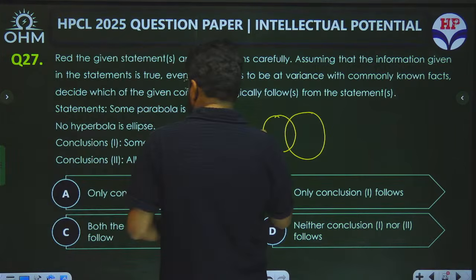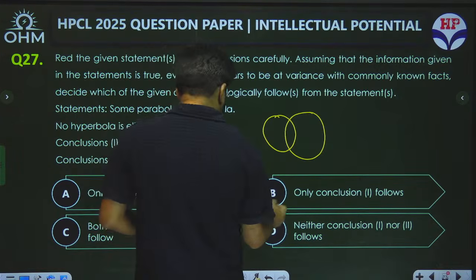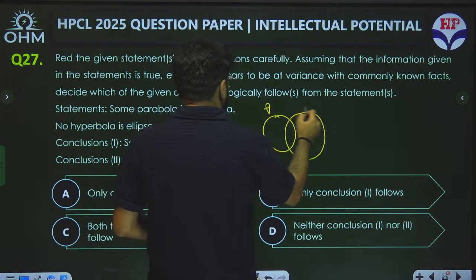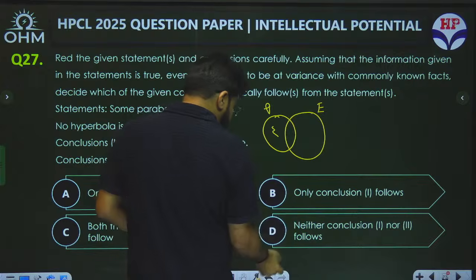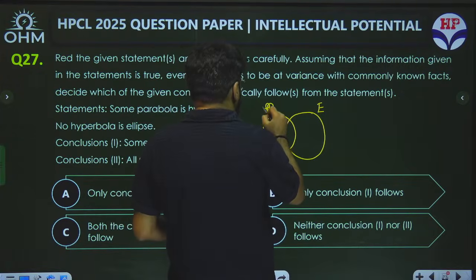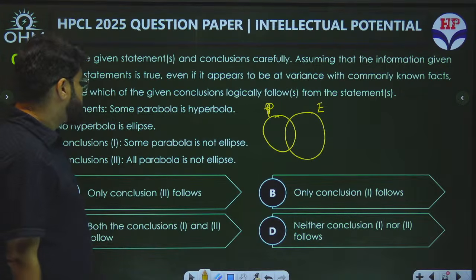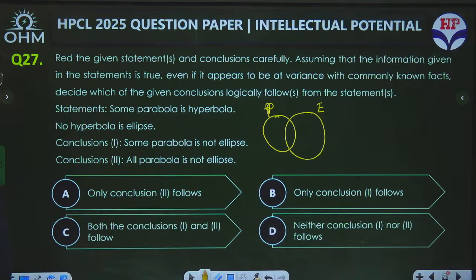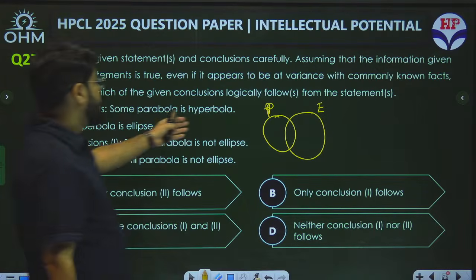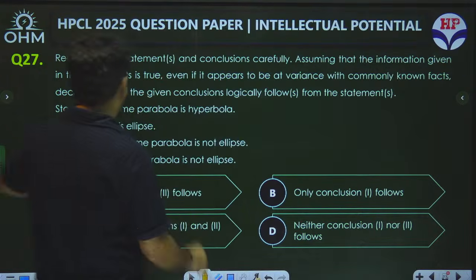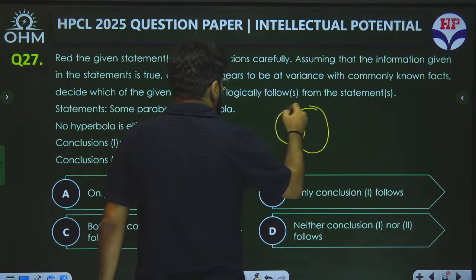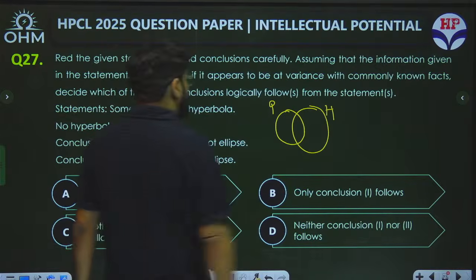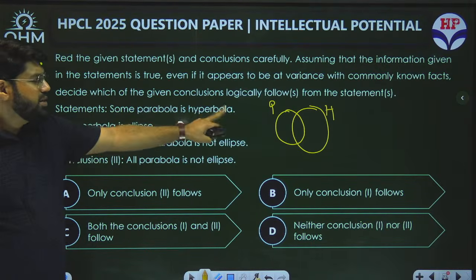Suppose this is parabola and this is ellipse. So some parabola is ellipse, some parabola is not ellipse. Some will overlap, some will not overlap. Sorry, I'm reading the conclusion. That's the statement. Some parabola is hyperbola. Yeah, this is the statement. Some of the parabola is hyperbola.